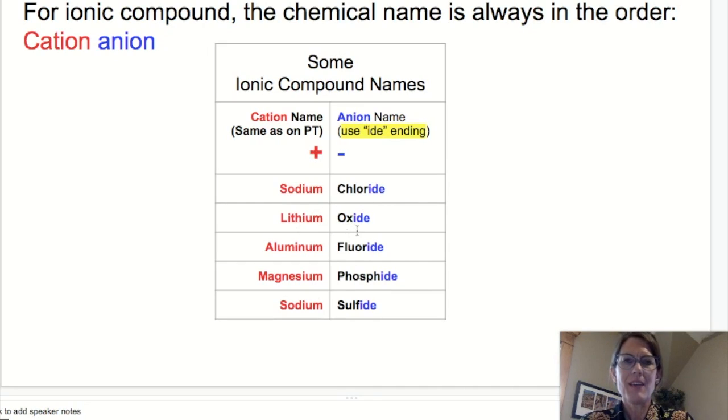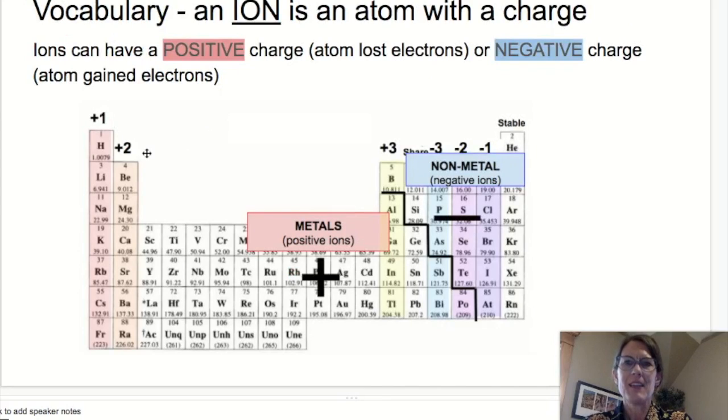Lithium oxide, aluminum fluoride, magnesium phosphide, sodium sulfide. These are just a few of the hundreds of possibilities there are. And when I say hundreds of possibilities, that's because if you look back at this, look at all these metals. If I choose one, magnesium, it could bond to Br, which would be bromine, but it becomes bromide. Potassium chloride, lithium sulfide. Any of these can bond to each other if it's a metal and a non-metal.